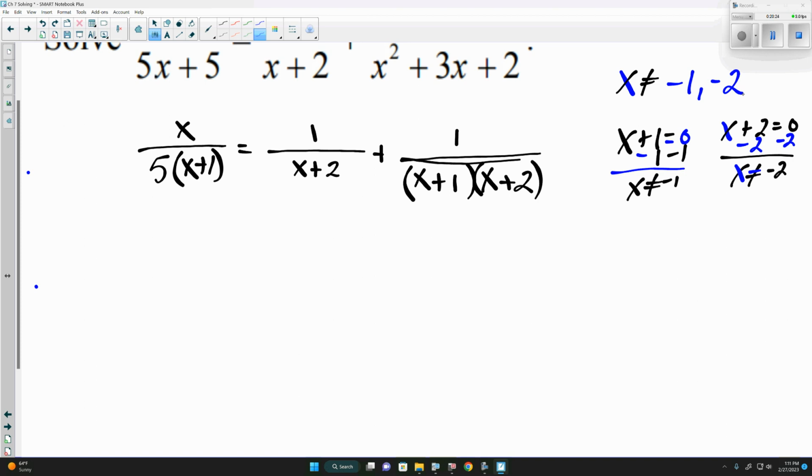Yeah, because I can't plug a value in and make the 5 be negative. Because we're only looking at what values of x will make it be 0, and the 5 doesn't have an impact on it.